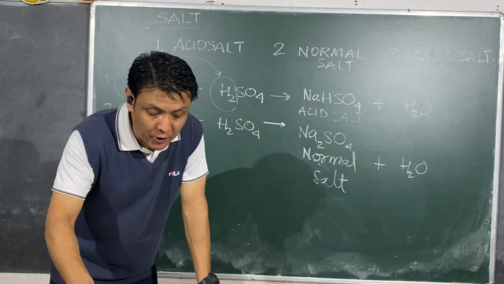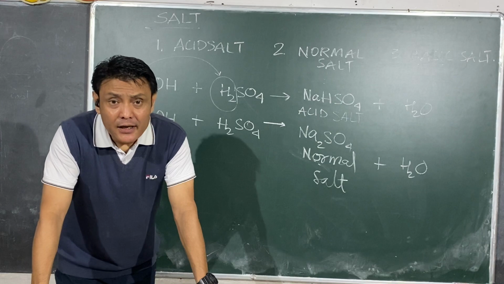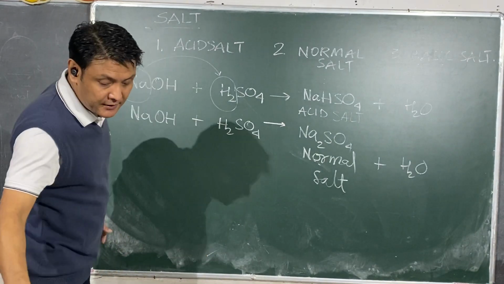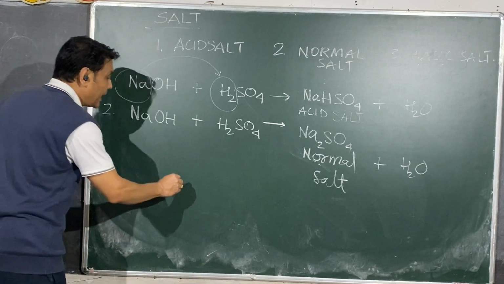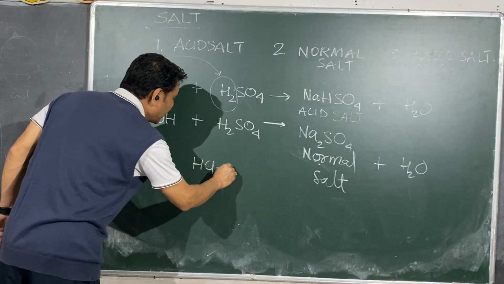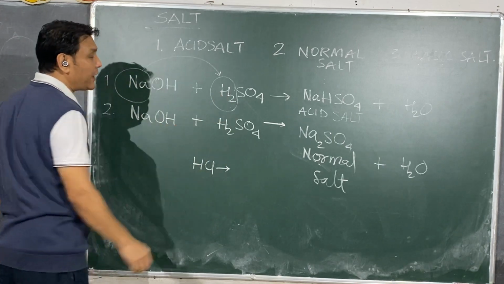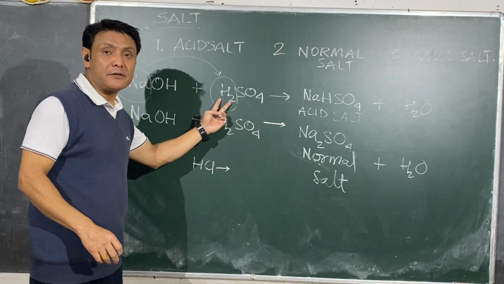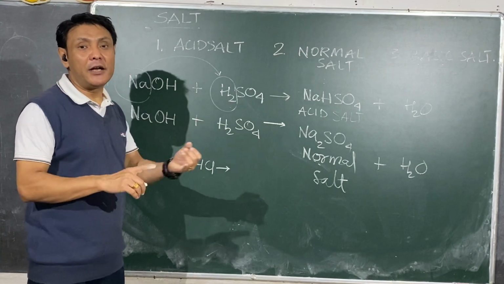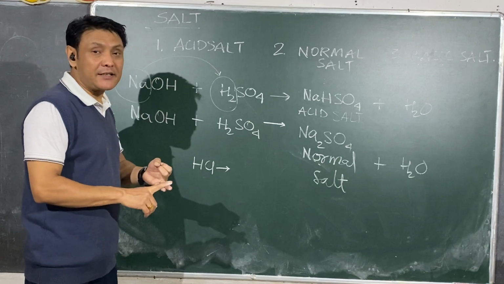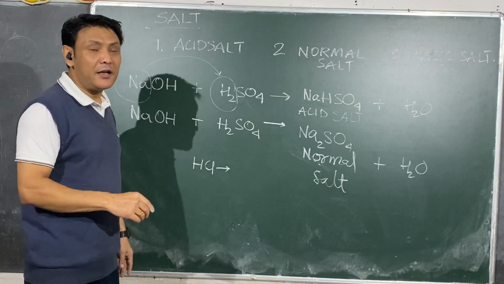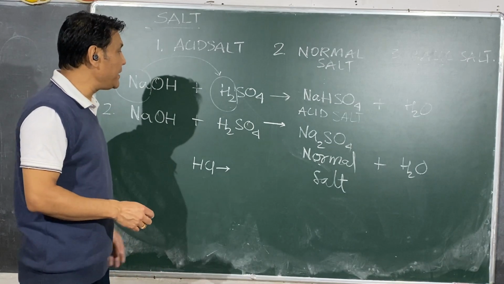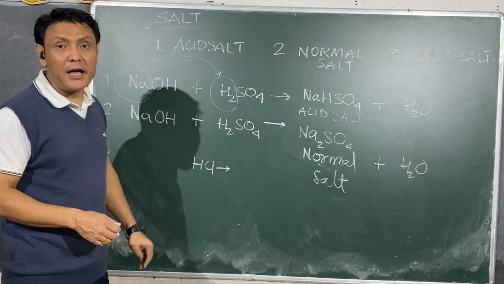Now, another important thing that you have to remember, that suppose we have HCl, which is hydrochloric acid. Sulfuric acid is a dibasic acid. It contains two replaceable hydrogen ions. Similarly, carbonic acid, sulfurous acid, sulfuric acid. It contains two replaceable hydrogen ions. In the case of phosphoric acid, H3PO4, there are three replaceable hydrogen ions.